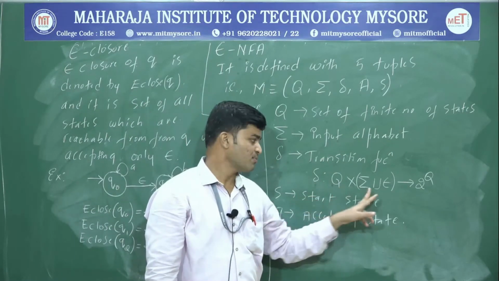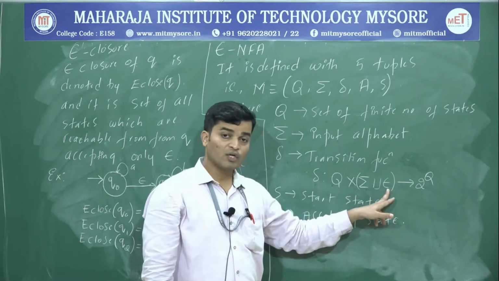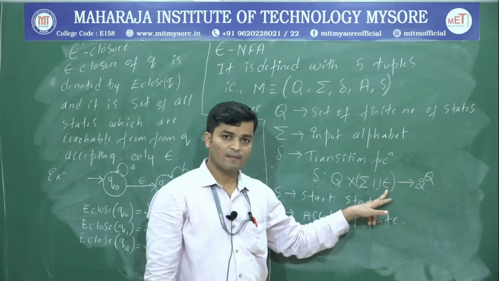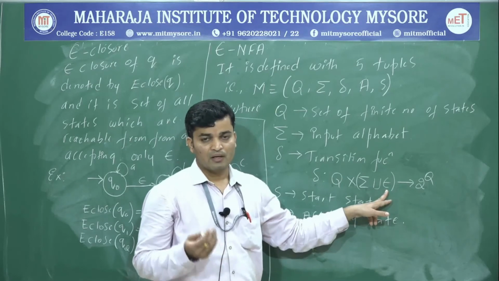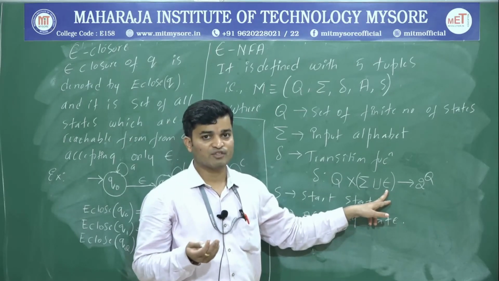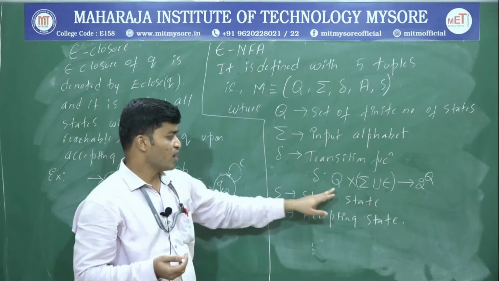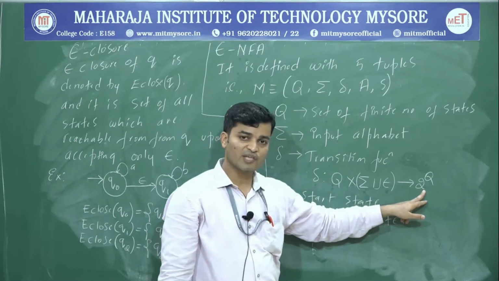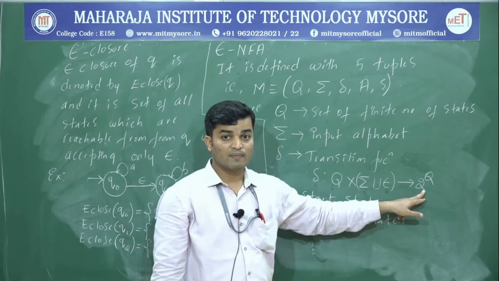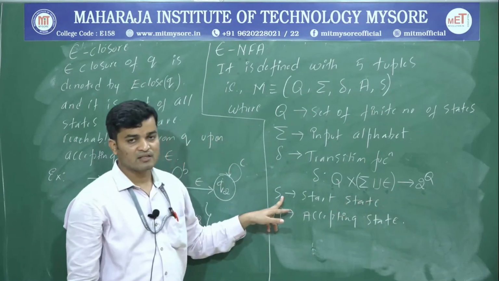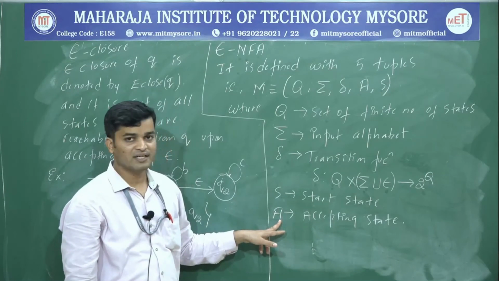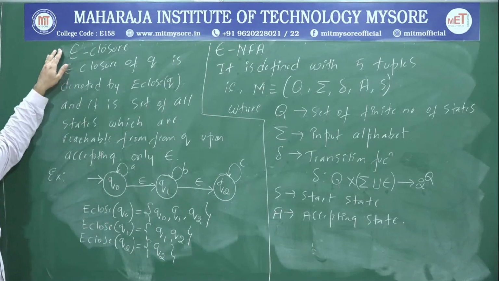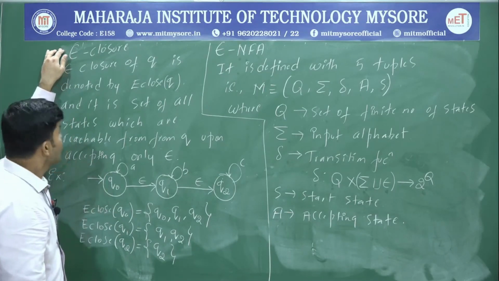But with respect to epsilon NFA, if you are in some state and you get some input, even including epsilon, it will take a transition to subsets of Q. An NFA without this means there is no epsilon concept. If there is an epsilon concept, such an NFA is called an epsilon NFA. S stands for the start state, and A is either the accepting state or the final state.